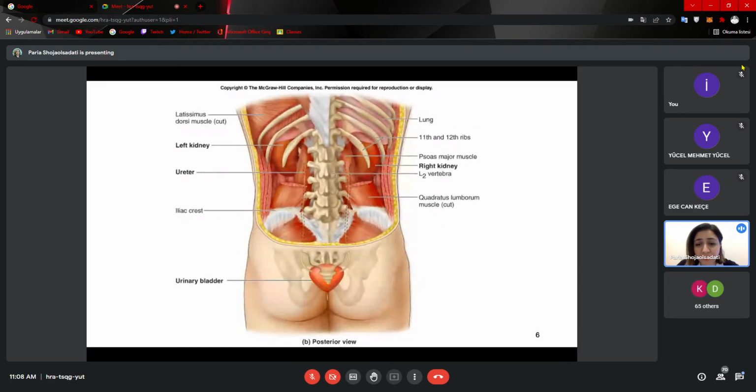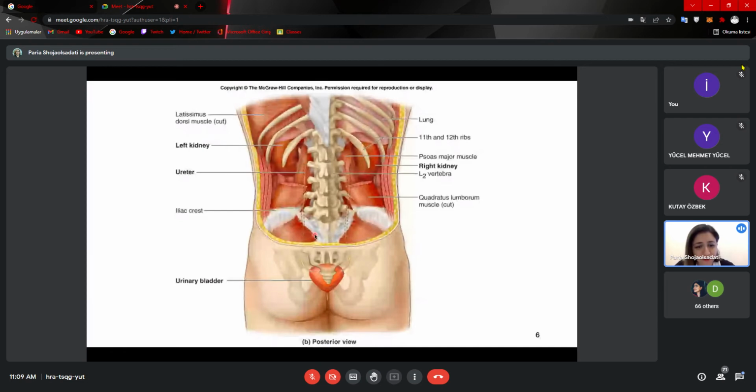and you can see the projection of the ureters on this photo. One of them is located here, it's the right ureter, and this one is the left ureter. If you compare the lengths of these two structures, you can figure out the right one is shorter than the left one. If you remember, we talked about the same condition in the right kidney. It's located 2 or 3 centimeters lower than the left one. For this reason, the right ureter is shorter than the left one.